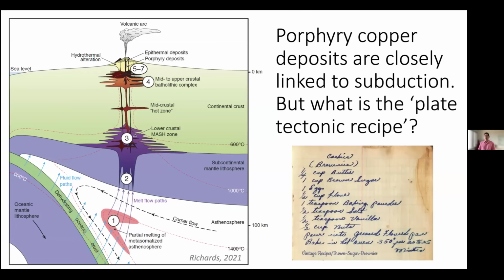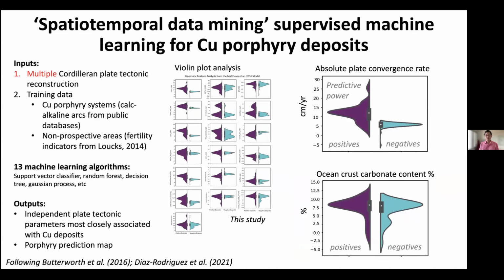And so in terms of porphyry copper systems, we use this as a case study because it's generally agreed that there has to be some sort of plate tectonic link between porphyry copper deposits and plate tectonics. But the question is, what is the specific plate tectonic recipe? What is happening in the plate tectonic system to form these? And so here's just a little picture of maybe some of the cookie recipes that we have. We're trying to find the recipe to form porphyry copper systems.